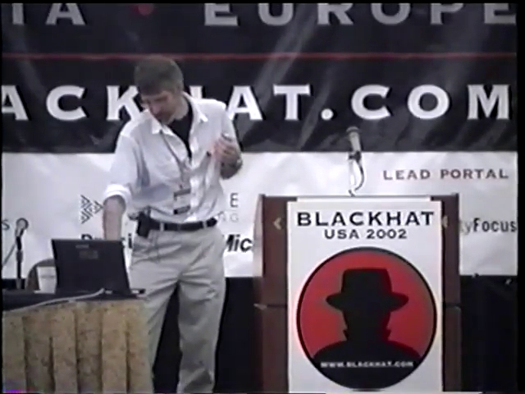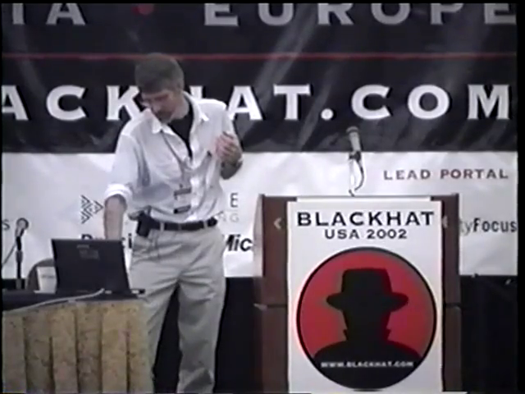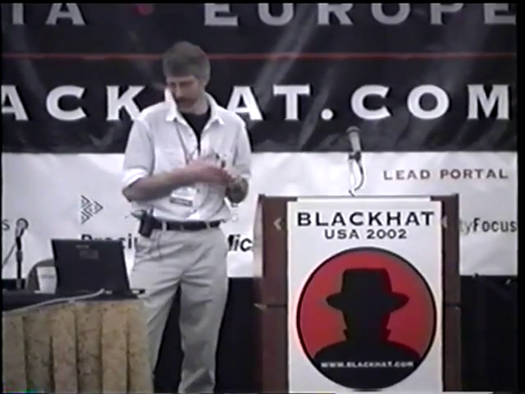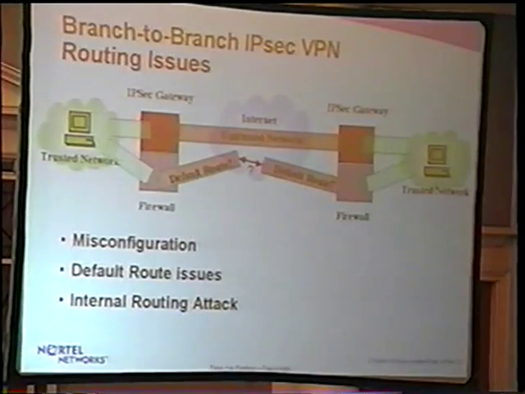So again, just stopping split tunneling is one of the better ways to control what's going on. Okay, now let's look at the branch-to-branch model of the VPN. So I'm getting away from the remote access VPN and moving to the branch-to-branch VPN issues.